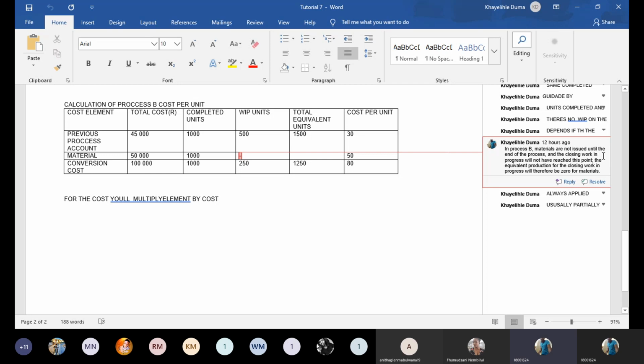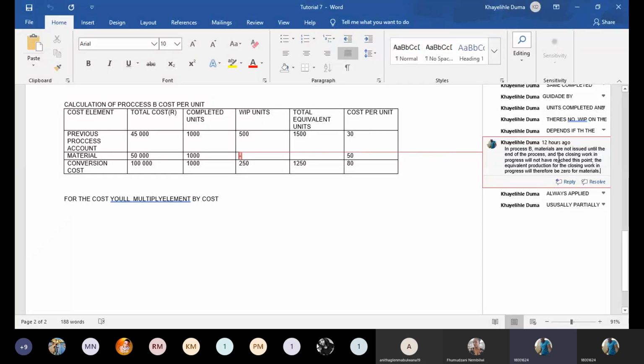The equivalent production for the closing work in process will therefore be 0 for materials. It's English, maybe it's hard to explain, but then the notes are there. Just cram this. If the materials, guys, are added at the end of the process, then you are not going to have work in progress units for materials. That's what the condition is saying.